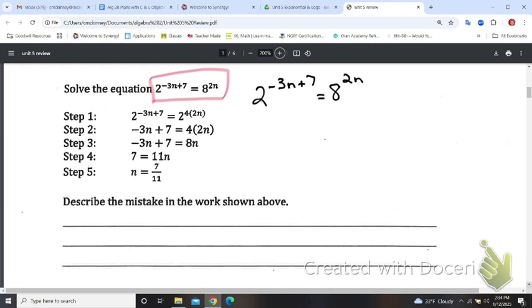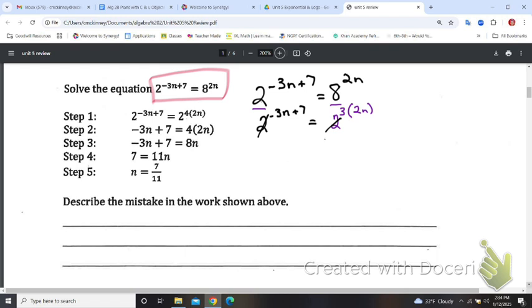So first thing I'm doing, I just rewrote the original problem, and then I need to have the same base, just like you did above. And I see that 8 is 2 to the third power. And then I'm multiplying that times 2n. Also, the reason I'm doing this is I have to get the correct answer also. I think below what you can see, that's what it says.